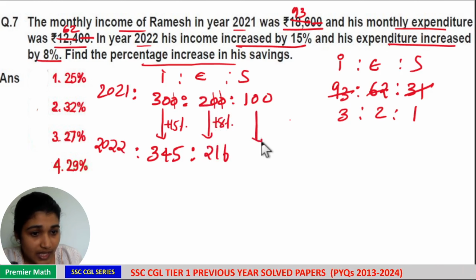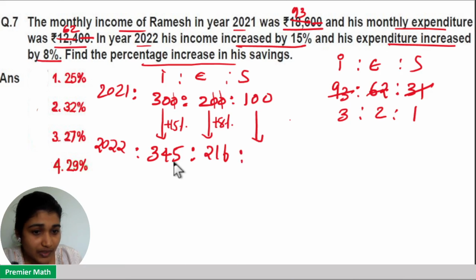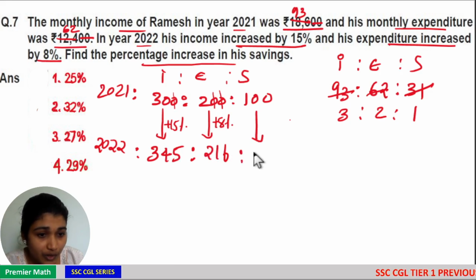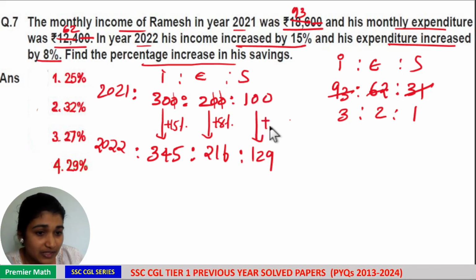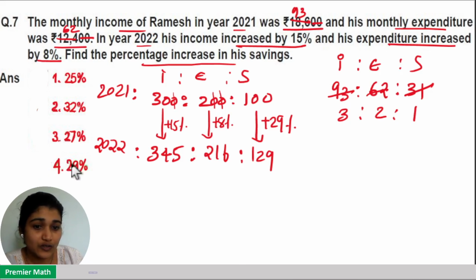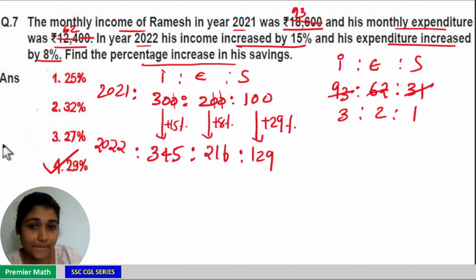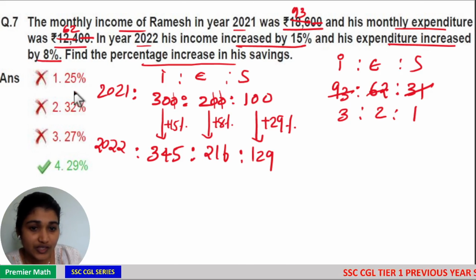Then the savings increment will become, here savings in 2022 will become 345 minus 216, which is equal to 129, which means savings increased from 100 to 129, means the increment is 29%. So option 4 is your answer. Quite a tricky question.